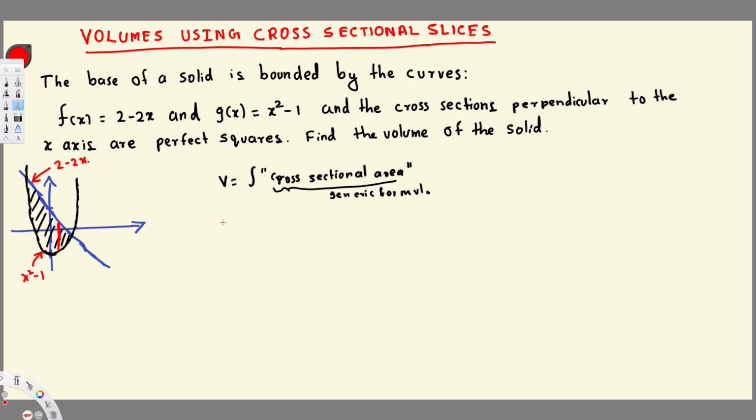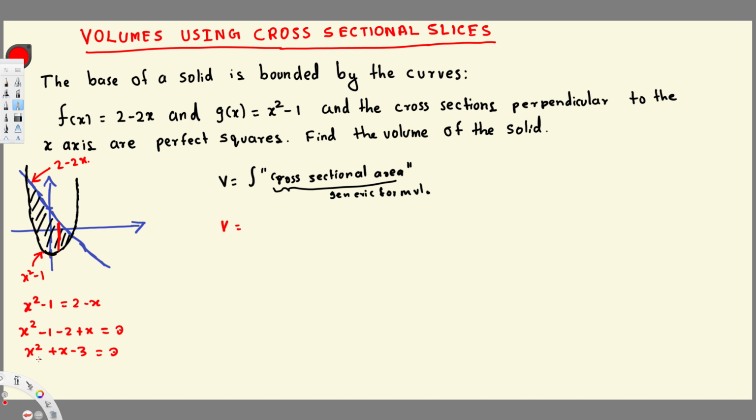So here we can write this in terms of cross-sectional area, but before we do that, we have to find the limits of integration. To find that, all we have to do is simply equate these two equations and find the values of x. So x squared minus 1 equals 2 minus 2x. Let's bring everything to one side. This is going to be x squared minus 1 minus 2 plus 2x equals 0. So we get x squared plus 2x minus 3 equals 0.